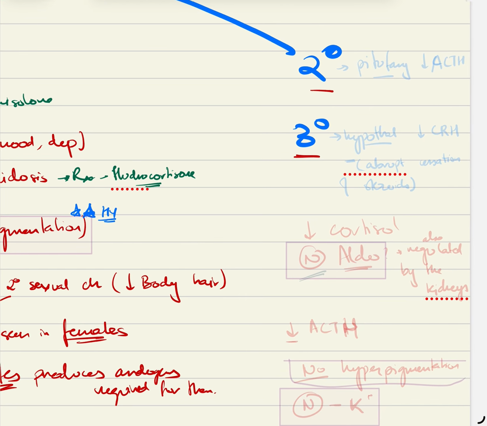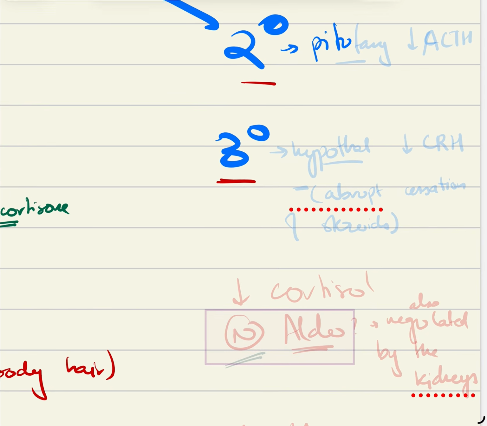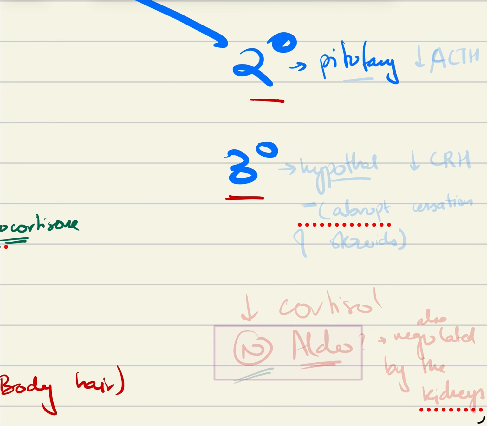All right, now coming to your secondary, it is due to a pituitary cause, and tertiary is because of a hypothalamic cause. Okay, so in this there will be reduced ACTH, and reduced corticotropin releasing hormone, and also this happens when you have abrupt cessation of steroids.